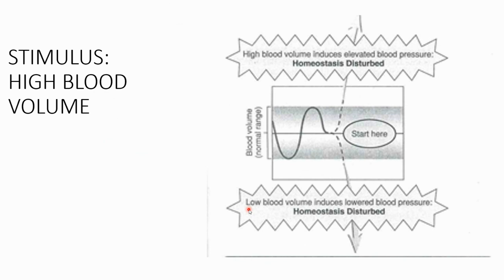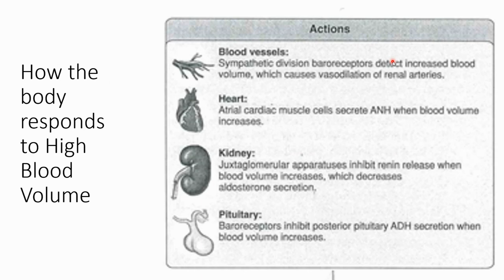Looking at this, again, we're going to take a look at going along the top. If the stimulus is high blood volume, that means we have high blood pressure. So what actions happen when blood pressure is high? You've got several organs involved. Your blood vessels, sympathetic division, baroreceptors are going to detect that increased blood volume, which causes that vasodilation in those renal arteries. We just mentioned that.